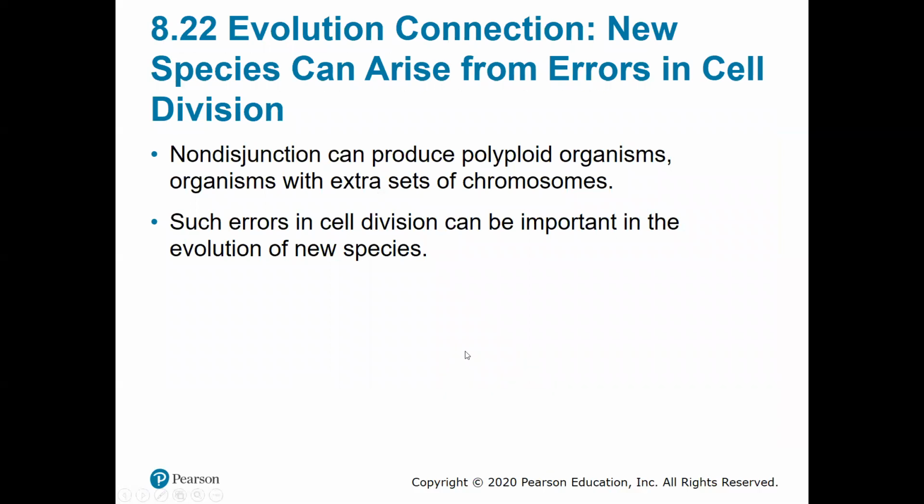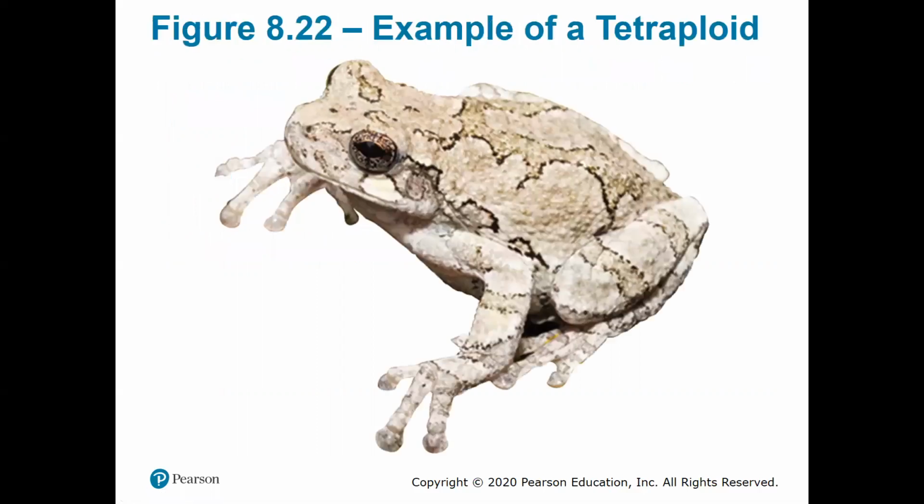So there is a connection between alterations in your DNA or chromosomes. Non-disjunction can produce polyploid organisms, polyploid meaning having multiple chromosome sets, so organisms with extra sets of chromosomes. And you can have errors in cell division, which is usually important in the evolution of new species. Mutations. So this is a gray tree frog, and this is an example of a tetraploid. This gray tree frog is a new species that resulted from the unequal cell division of the homologous chromosomes. So this individual has 4 sets of DNA, 4 copies of the chromosomal DNA, which created a new unique species.